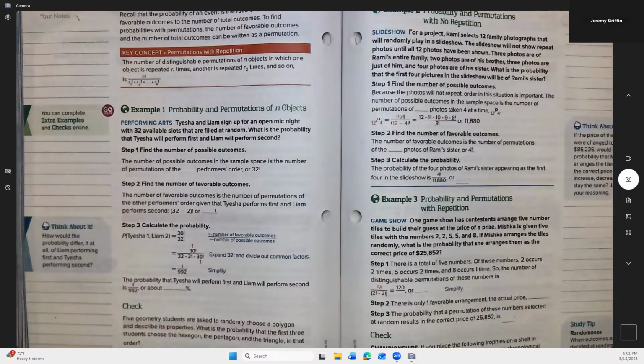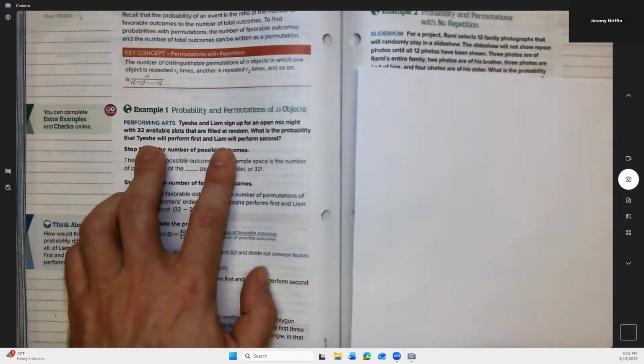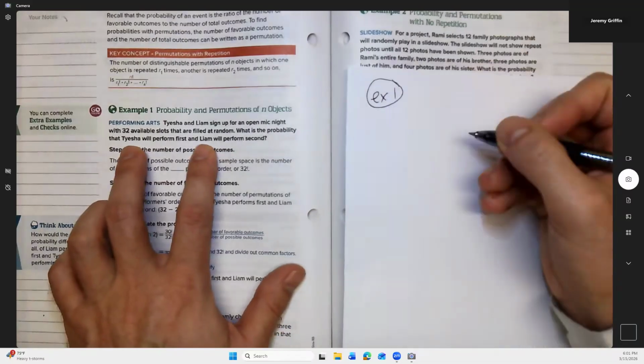We've got performing arts. Taisha and Liam sign up for an open mic night with 32 available slots that are filled at random. What is the probability that Taisha will perform first and Liam will perform second? So, example 1. What's the chance?